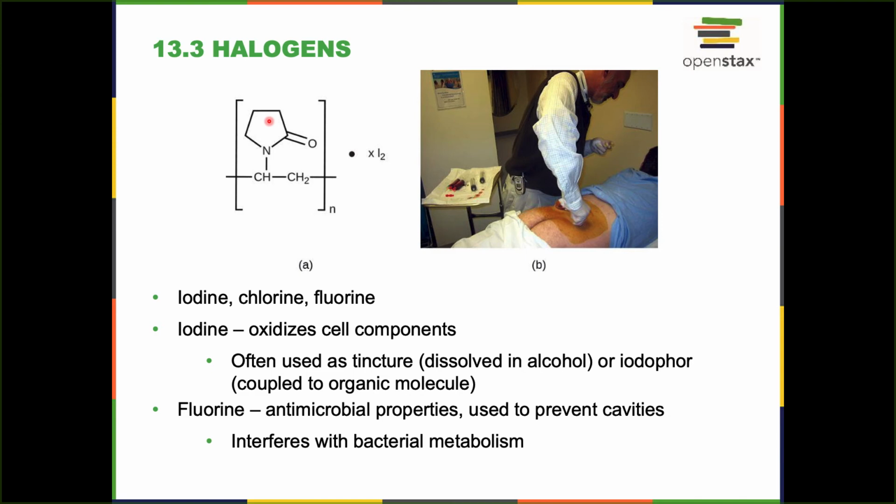Fluorine, we know all about fluoride. Fluorines have antimicrobial properties because they interfere with microbes' metabolism and the synthesis of things. So we use that for preventing cavities, and generally these things, in the right doses, are not really an issue for us.